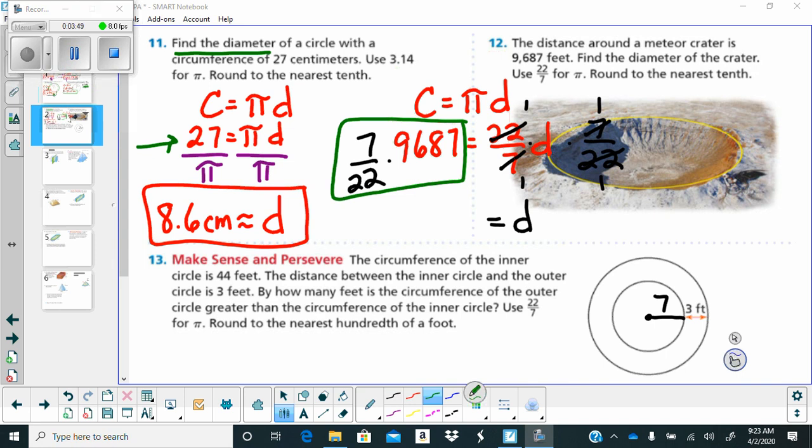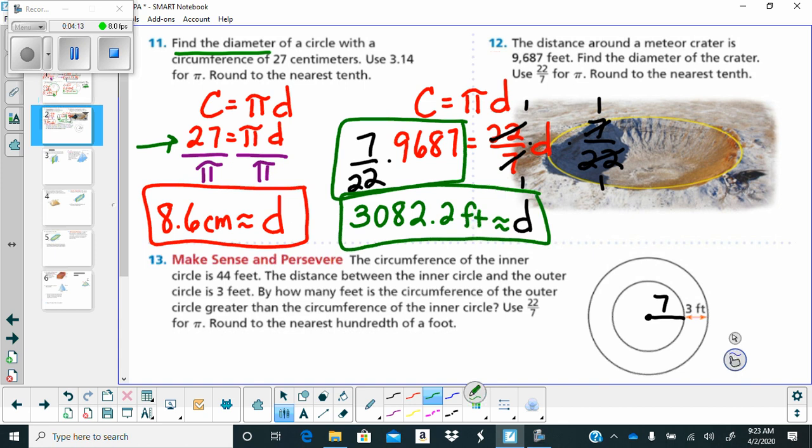Okay, see if you get 3082.227. It says round to the nearest 10th, so that 2 stays a 2. So it would be about, let's see, this is in feet. It would be 3082.2 feet.